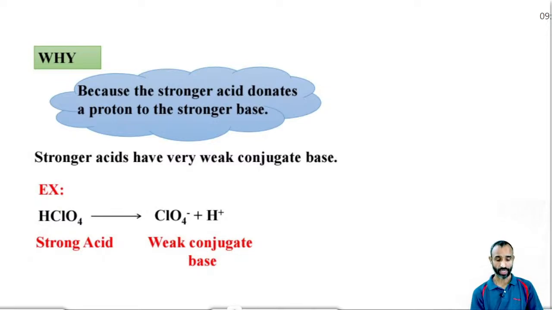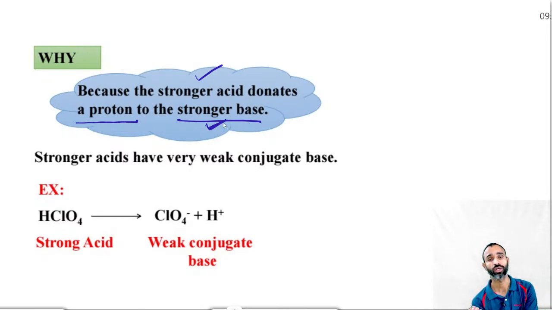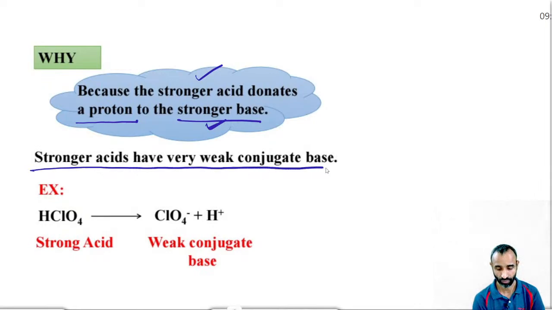So why is it so? Because stronger acid donates a proton to the stronger base, because base is proton acceptor and acid is proton donor. So if it is a stronger acid, that will definitely donate a proton to the stronger base, and that's why it leads to the formation of weak conjugate acid and base, because stronger acid has a very weak conjugate base.